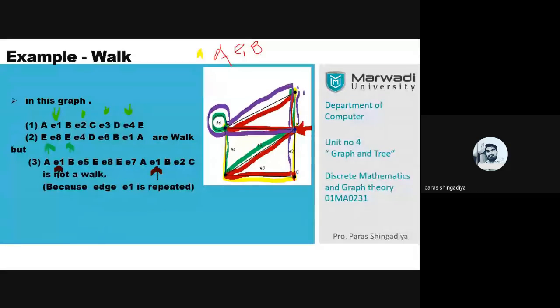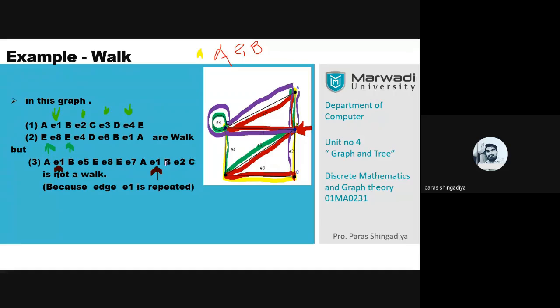What is the route? A to B, B to E, again use the loop, again reach E, then A, B, and C. As you can see, this edge is repeated 2 times. Already we used it to reach B from A, and again I use it to reach C. Therefore it is not a walk. You cannot use the same edge again. So that is the definition of a walk.